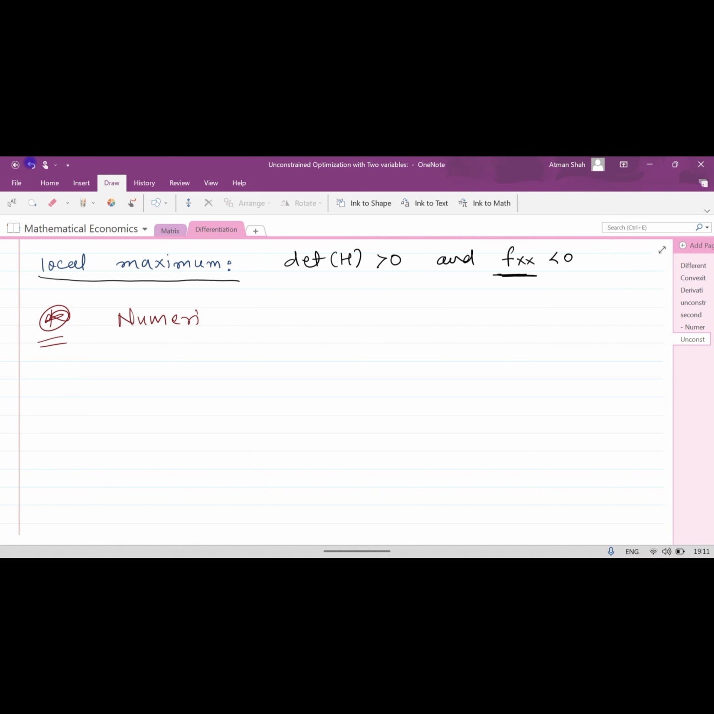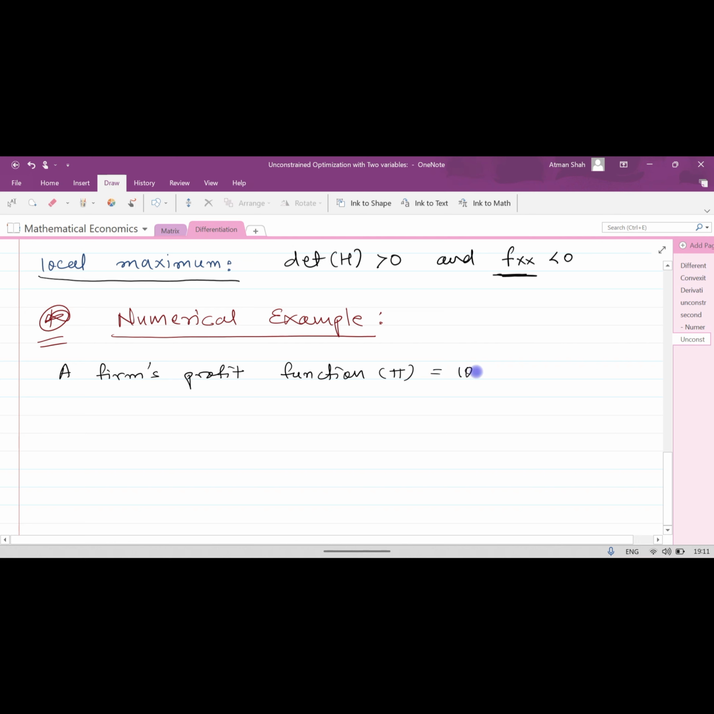Numerical example. Suppose we have a firm's profit function, pi is equal to 100x plus 120y minus x square minus y square minus xy.